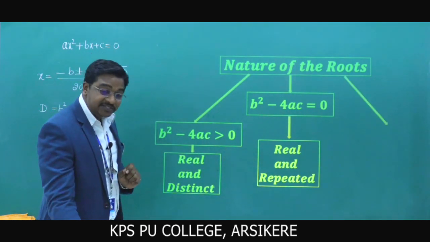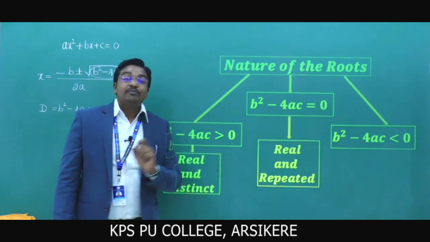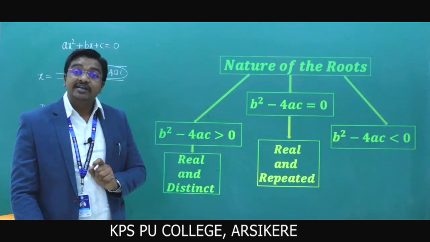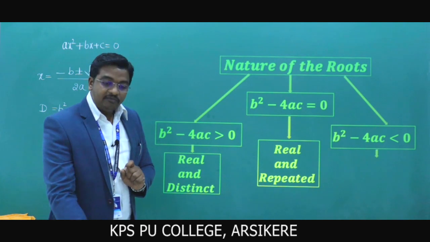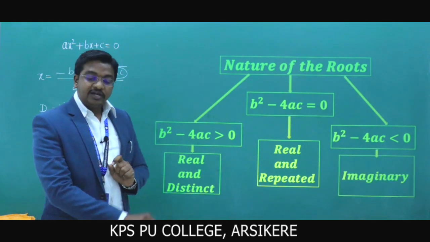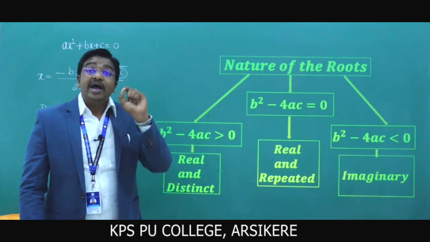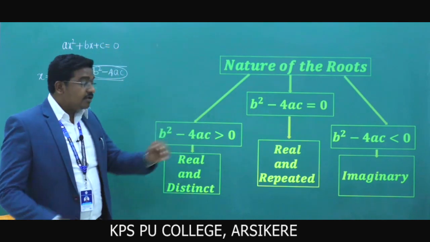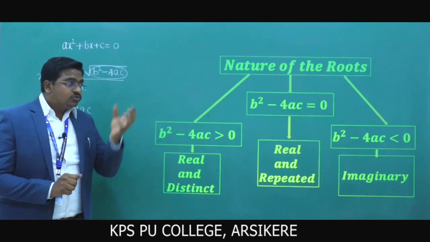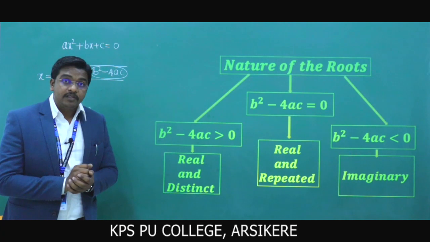ಆ್ಯಂಡ್ ದ ಲಾಸ್ಟ್ ಒನ್ ಈಸ್ ವೆರಿ ಇಂಪಾರ್ಟೆಂಟ್, b square minus 4ac is less than 0. ಅಂದರೆ we get ನೆಗೆಟಿವ್ ಕ್ವಾಂಟಿಟಿ. ಸೊ ಇನ್ ದಟ್ ಕೇಸ್ ವಿ ಒಬ್ಟೈನ್ ಇಮ್ಯಾಜಿನರಿ ರೂಟ್ಸ್. ಏನು ಬರುತ್ತಪ್ಪ ನಮಗೆ? ಇಮ್ಯಾಜಿನರಿ ರೂಟ್ಸ್ ಬರುತ್ತೆ. ಸೊ ಅದು ಇಮ್ಯಾಜಿನರಿ ರೂಟ್ಸ್ ಯಾವ ಥರ ಇರುತ್ತೆ ಇಲ್ಲಿ ನೋಡಿ.